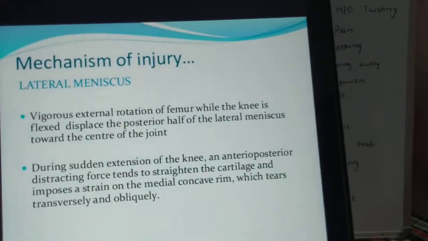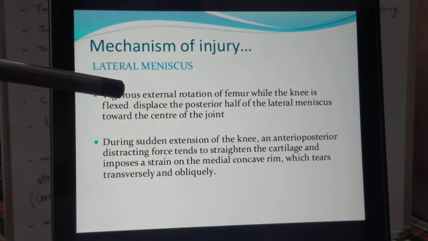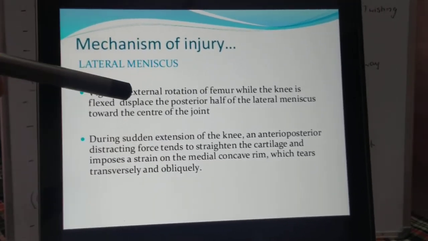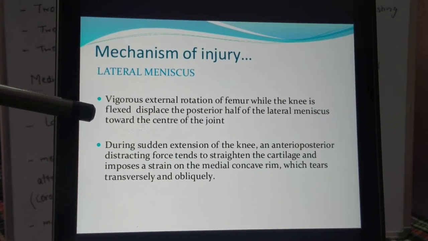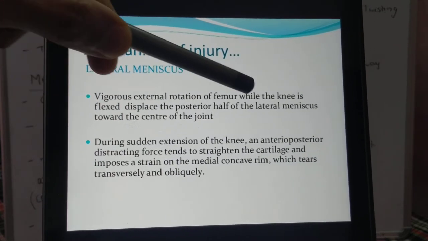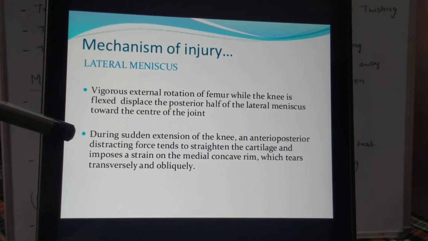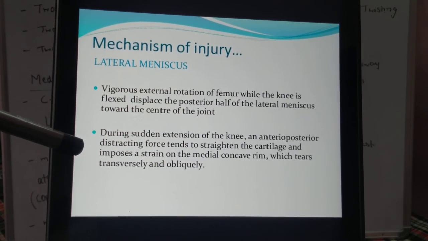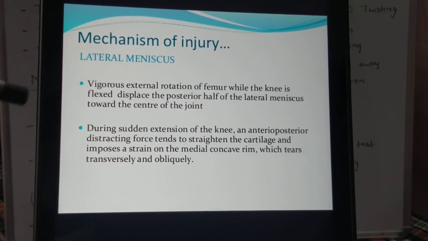So similar is for the lateral meniscus. For that, the femur will have to externally rotate. The femur will externally rotate over the tibia in the knee flexed position, which will cause the posterior half of the lateral meniscus to get caught between the two bones. And then if we suddenly extend the knee joint, it will cause the tear of the meniscus.